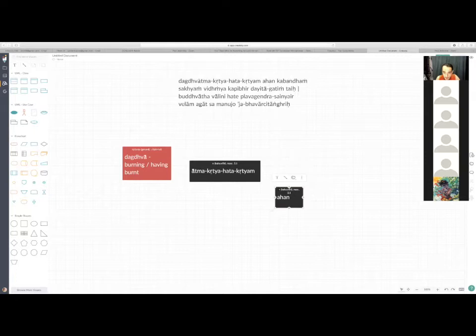If it's not a noun, it could be what? Another option? It's a verb. And the root could be? Han, to kill. Same verb. And this is past tense, lung. Okay, killed. Ahan, killed.